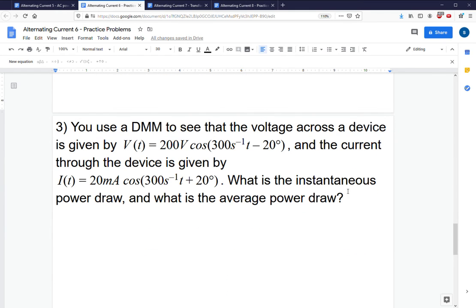Question 3. You use a digital multimeter to see that the voltage across the device is given by V(t) equal to 200 volts times the cosine of 300 per second t minus 20 degrees. And the current through the device is given by I(t) equal to 20 milliamps times the cosine of 300 per second t plus 20 degrees. What is the instantaneous power draw and what is the average power draw? Please pause the video and attempt the problem.